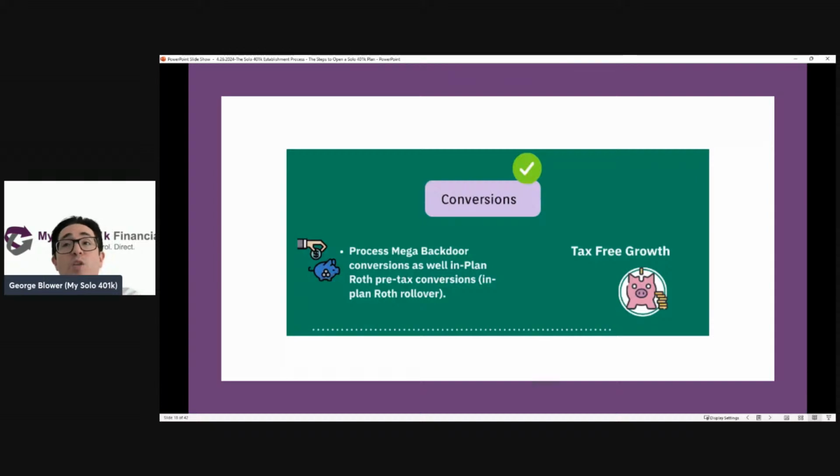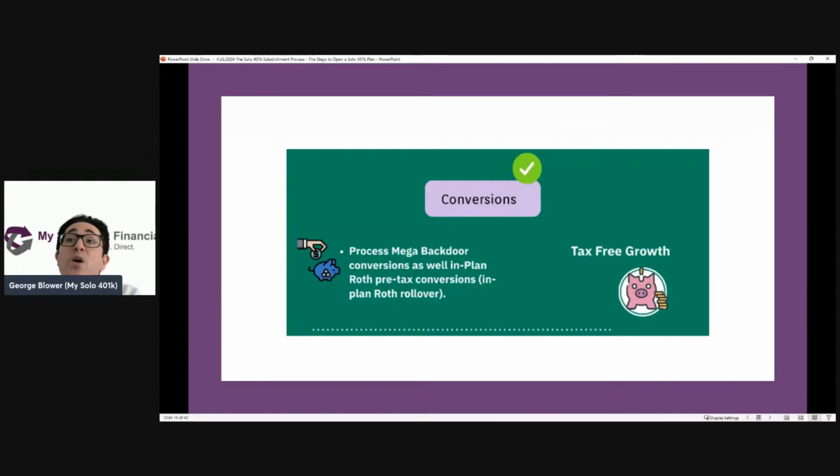But mechanically, the way that it works is that you first have to deposit that voluntary after-tax solo 401k contribution into a separate voluntary after-tax solo 401k account before it gets moved over to a Roth solo 401k account. So it's a two-step process. The contribution to the after-tax account is not reportable on the personal or business tax return, but the subsequent transfer from the after-tax solo 401k account to the Roth solo 401k account is reportable. So our plan, of course, allows for those types of conversions, which is why our plan's eligible for the mega backdoor Roth solo 401k.